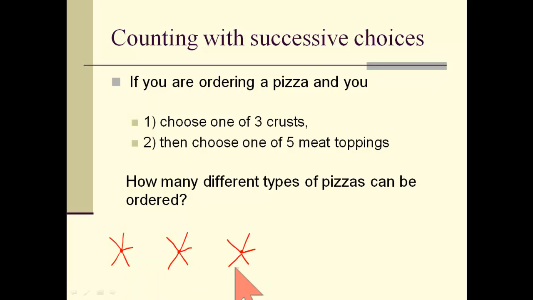And so, the answer to this type of question is to multiply the number of choices in each of the sets of choices that you have, assuming at least that the choices are independent. So here, the choice of meat has nothing to do with the type of crust. And so there are 15 different pizzas that can be ordered.